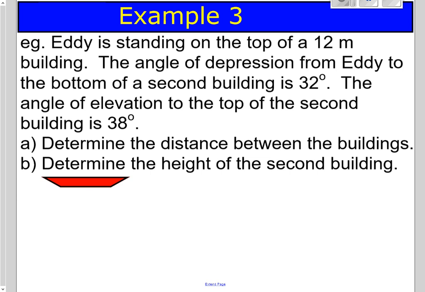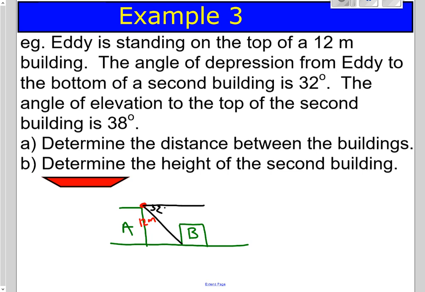Okay, so we have two buildings. So let me just draw these two buildings here. Here's building A, here's building B. We have Eddie, who is standing on top of building A, which is 12 meters high. Now the angle of depression from Eddie to the bottom of the second building is 32 degrees. So remember I said angles of elevation and angles of depression always come from horizontal lines. So here's my horizontal line, here's my angle of depression, and that angle in there is 32 degrees.